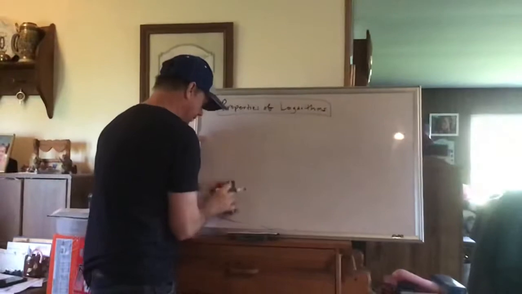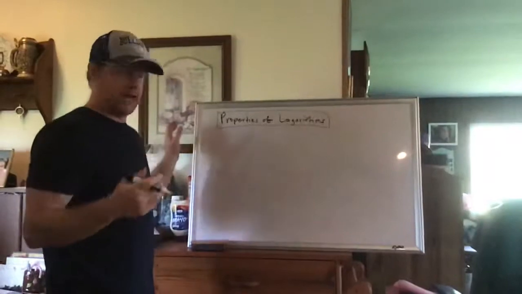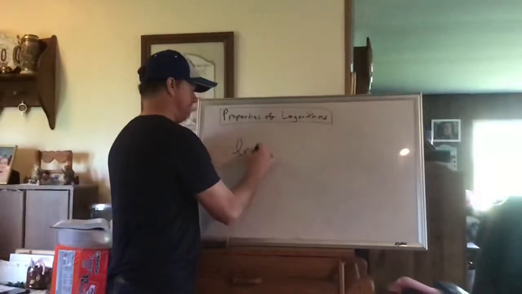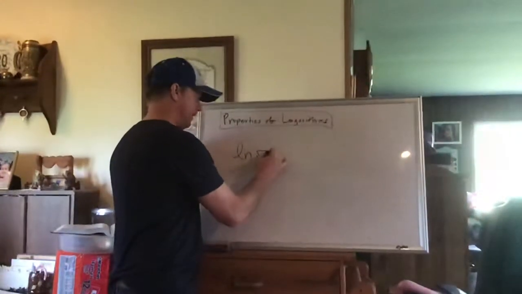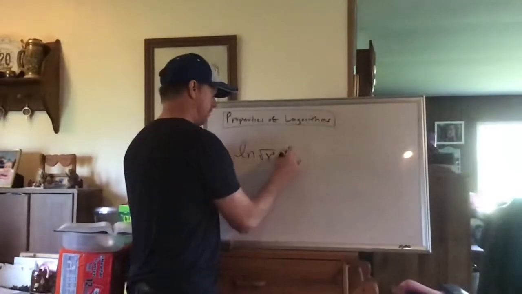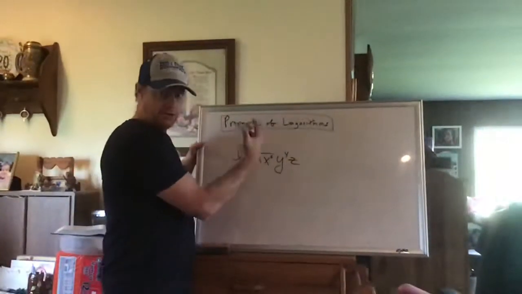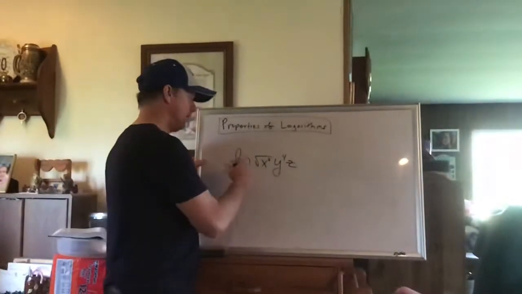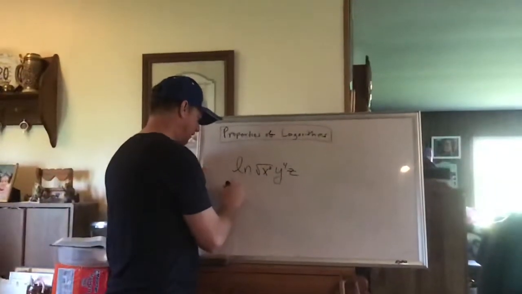These properties of logarithms work the exact same way for the natural log. So say I have the natural log of the square root of x cubed, y to the 4th, z. Notice it's a natural log, not a log. Well, the properties for natural logs work the exact same way. So as a single natural log, we're going to write it as a sum or difference. So we're going to have the natural log.